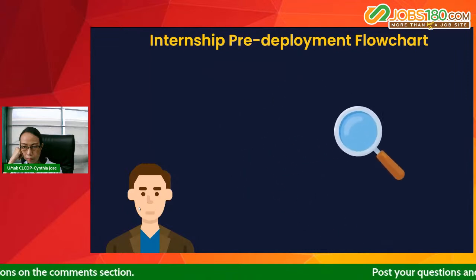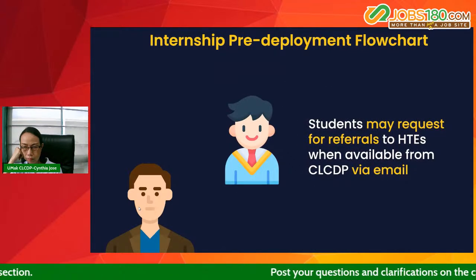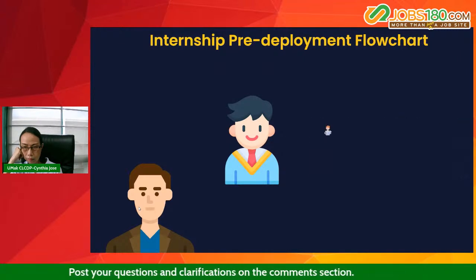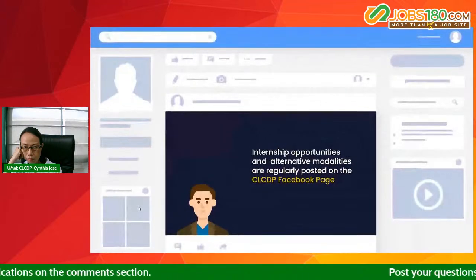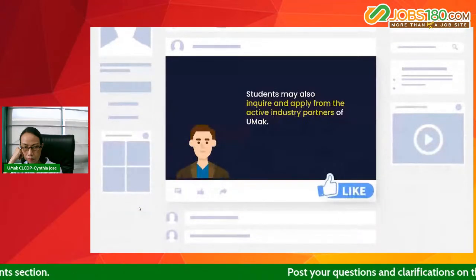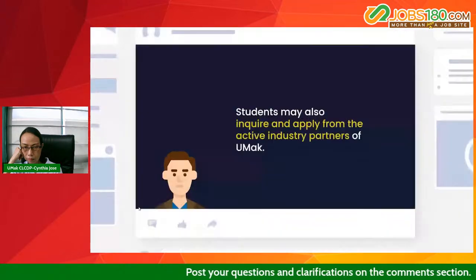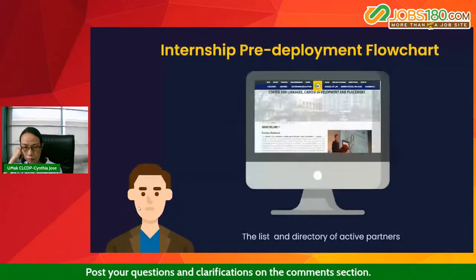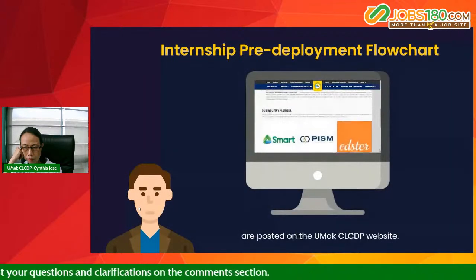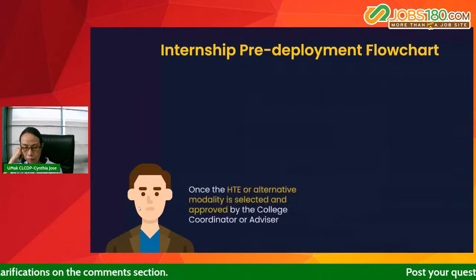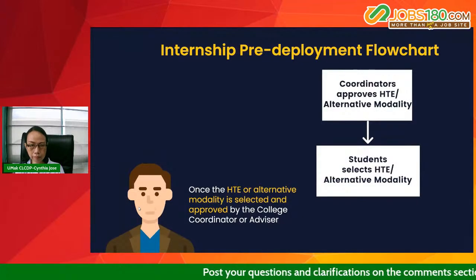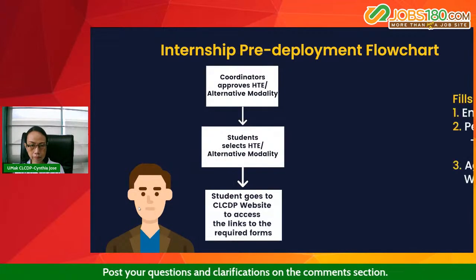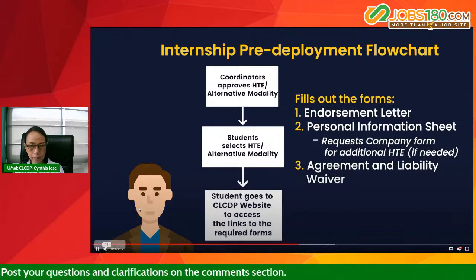During the internship hunting phase, students may request for referrals to HTEs when available from CLCDP via email or from their college coordinators. Internship opportunities and alternative modalities are regularly posted on the CLCDP Facebook page. Students may also inquire and apply from the active industry partners of UMak. The list and directory of active partners are posted on the UMak CLCDP website. Once the HTE or alternative modality is selected and approved by the college coordinator or advisor, student goes to the CLCDP website to access the links and fill out the following documents.